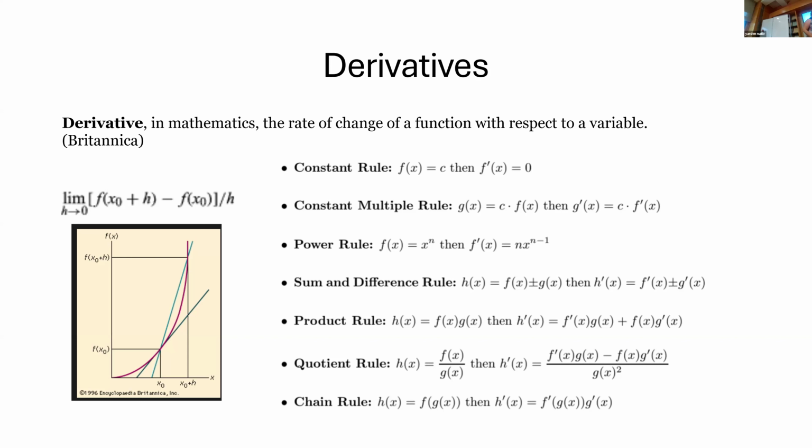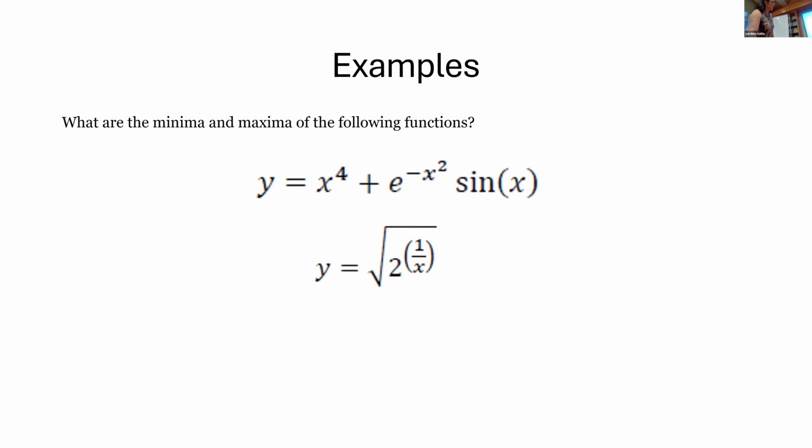If it's multiplication between two functions, the derivative is the derivative of the first one multiplied by the regular function, plus the regular function multiplied by the derivative. And we also have the quotient rule, which is the division between two functions, and the chain rule: if we have a function of another function, then the derivative is the derivative of the outward function multiplied by the inner derivative. Okay, so now let's have a short example.